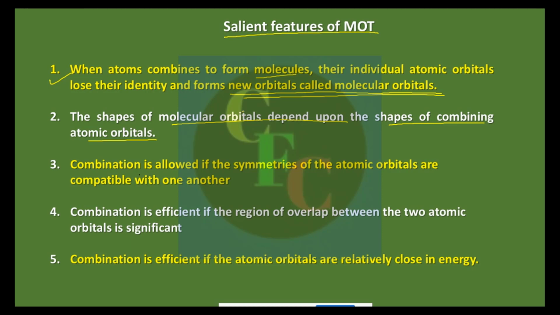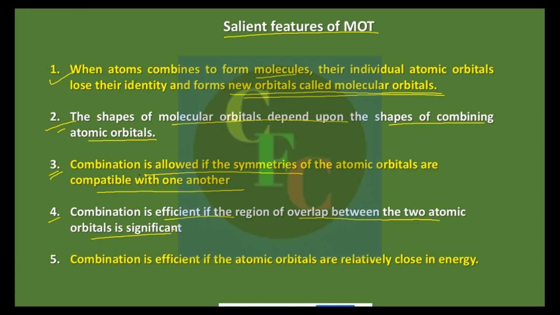Okay, the third point is combination is allowed if the symmetries of atomic orbitals are compatible with one another. Now this is important because the symmetry in these combinations is very important. We'll see this in detail in a few minutes, when we consider the shapes of atomic orbitals and the formation of molecular orbitals.